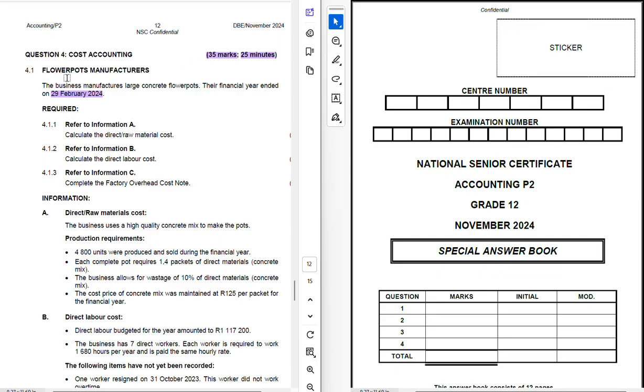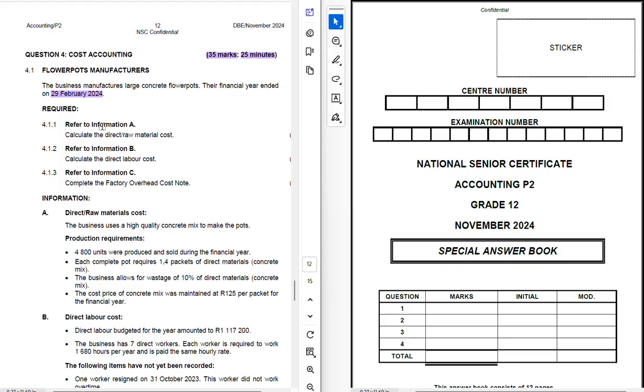4.1 is about the flower pot manufacturers. The company that we're going to be answering question 4 on is a flower pot manufacturer. The business manufactures large concrete flower pots. The financial year end is 29 February 2024. We have the requirements 4.1.1 up until 4.1.3.